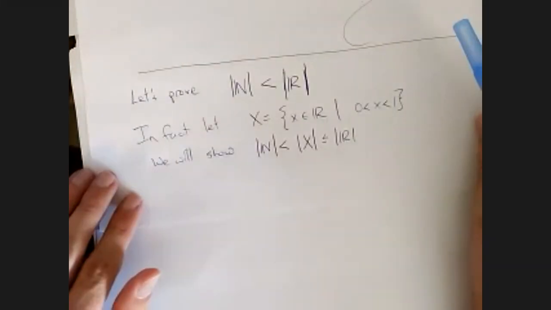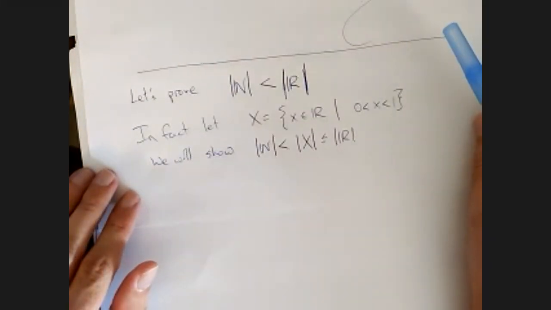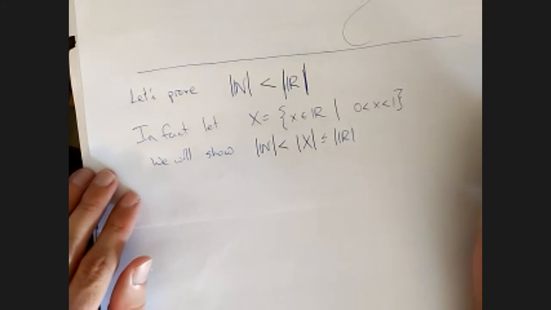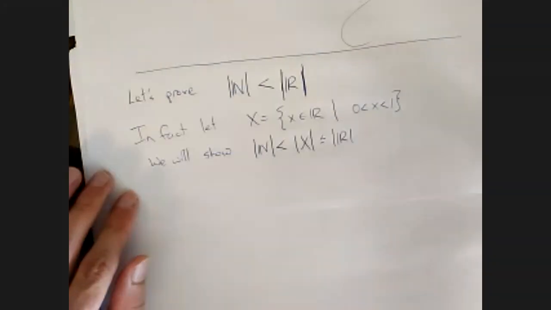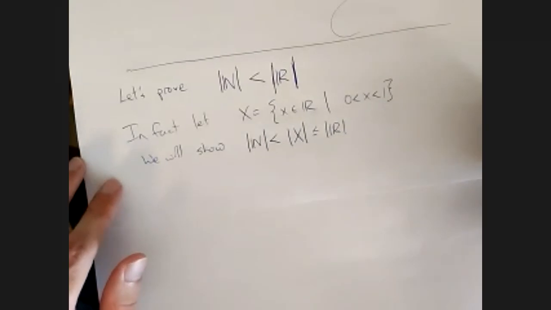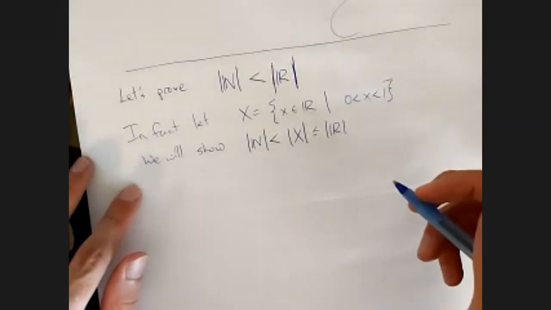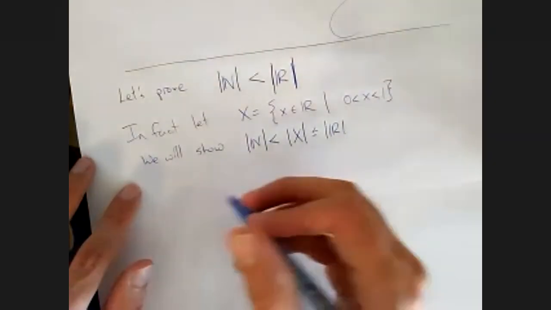Okay. And this is a famous theorem. It's called Cantor's diagonal argument. So let's write it down. We have this theorem.